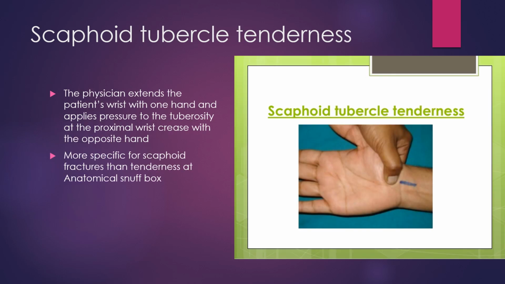And there is scaphoid tubercle tenderness. This is done on the volar aspect. The physician extends the patient's wrist with one hand and applies pressure over the tuberosity and the proximal wrist crease with the opposite hand. So the physician is holding the hand in this part and trying to extend it, and with the other hand he is pressing over the scaphoid tubercle here. If there is tenderness at this point, then it denotes a scaphoid fracture. This scaphoid tubercle tenderness is more specific than tenderness at the anatomical snuffbox. So this is a very important test.